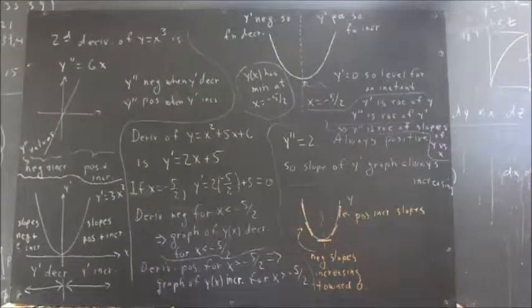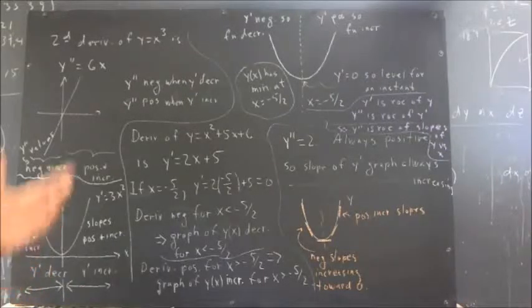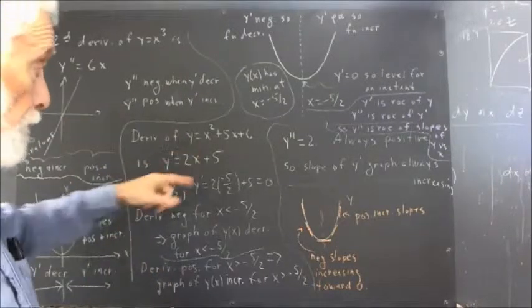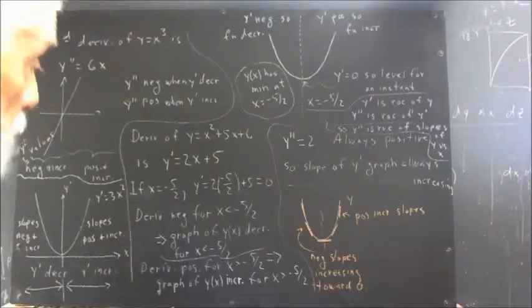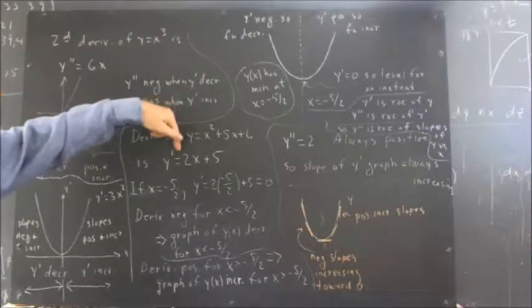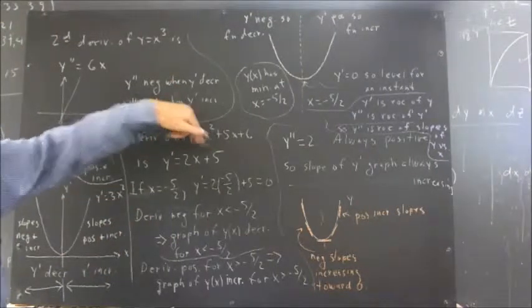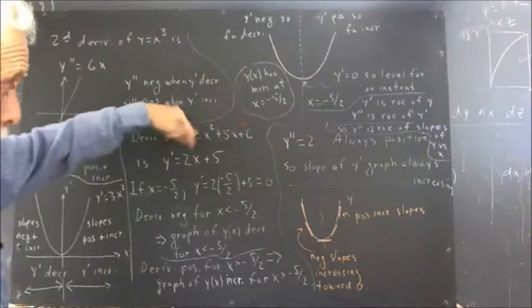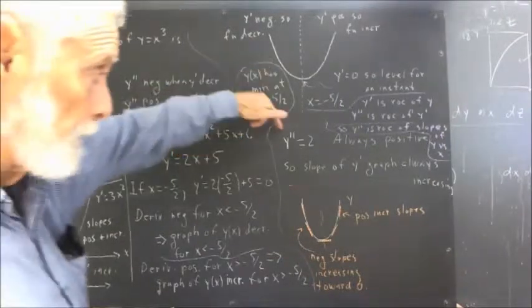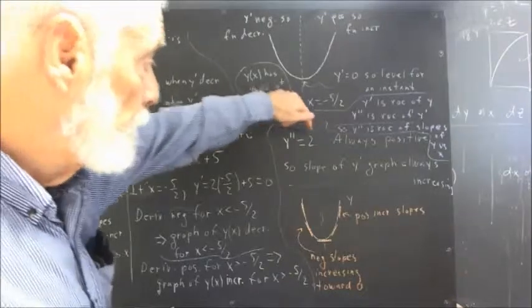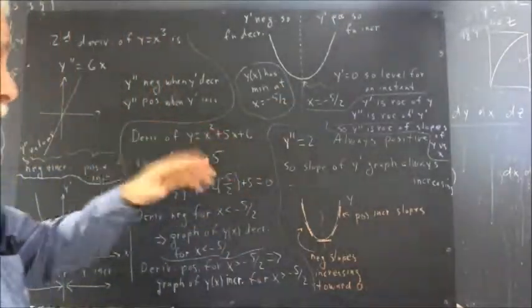Now we're asked to calculate the second derivative of this function and see what that's telling us. The first derivative is 2x plus 5, so the second derivative is easily calculated. The derivative of 2x plus 5 with respect to x is just 2. So the second derivative is 2. It's always the same. It's always 2.